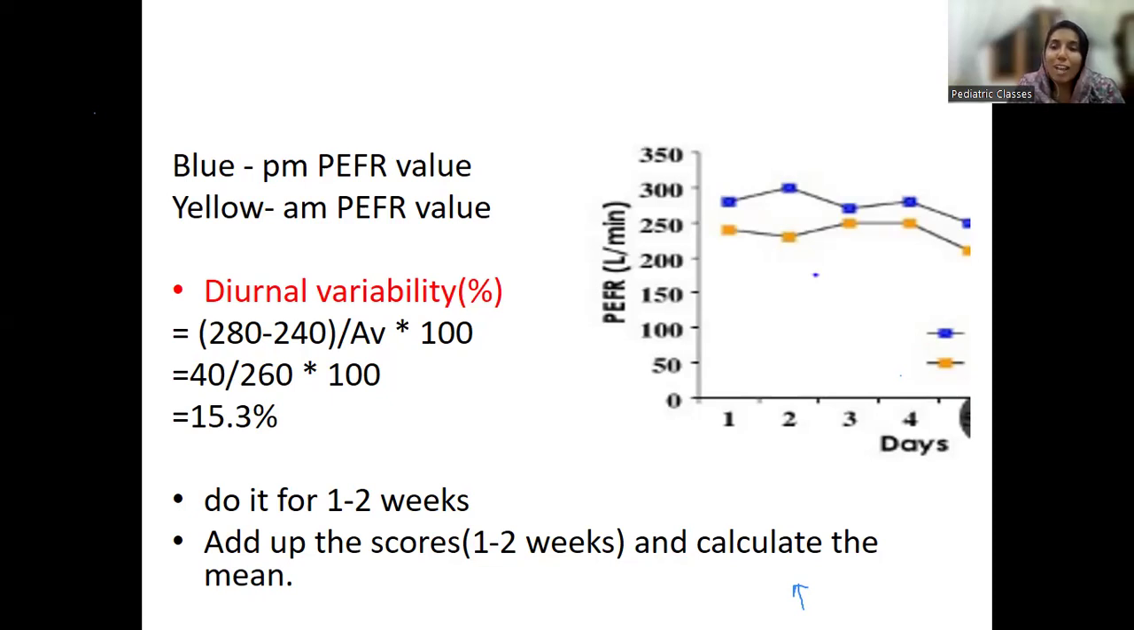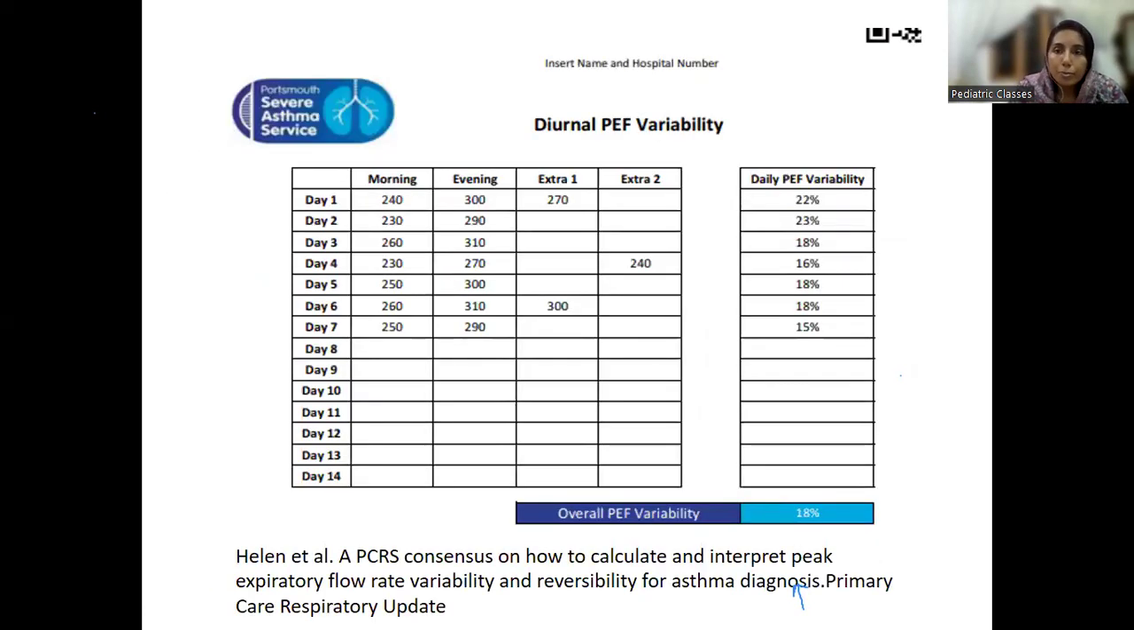Actually, we have to do it over 1 to 2 weeks. So you'll get so many percentages, 15.3, 15.6, so many. And of that, the average of the values of the person is what we should be taking to say whether the diurnal variation is significant or not. This is a PSCRS consensus. So I have got this very beautiful diagram.